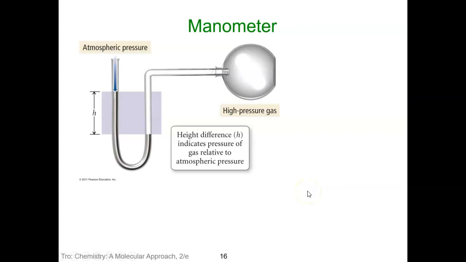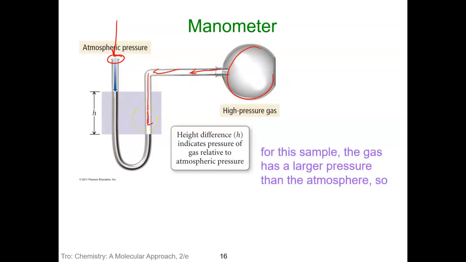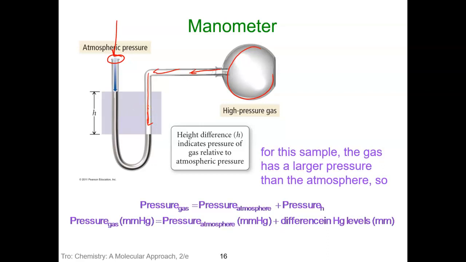So here's a picture. In this case, we have what looks like mercury in here, right? This silver looks like mercury. And so you can see atmospheric pressure, this is open, is pushing on this, but our gas is pushing this way. So in this case, this sample of the gas has a larger pressure than the atmosphere. How do I know that the gas's pressure is larger than the atmosphere? Because the gas is pushing further here. The atmosphere is only getting this distance.